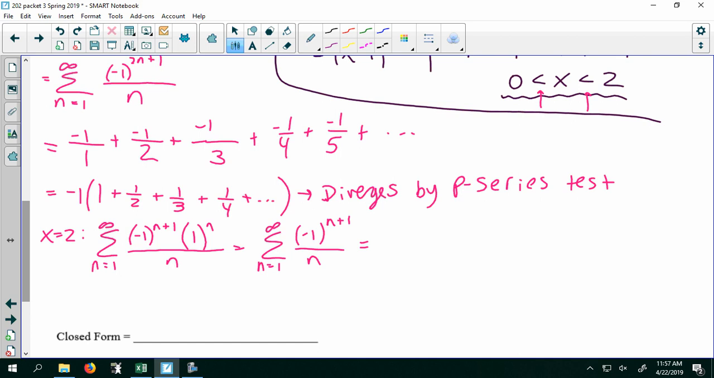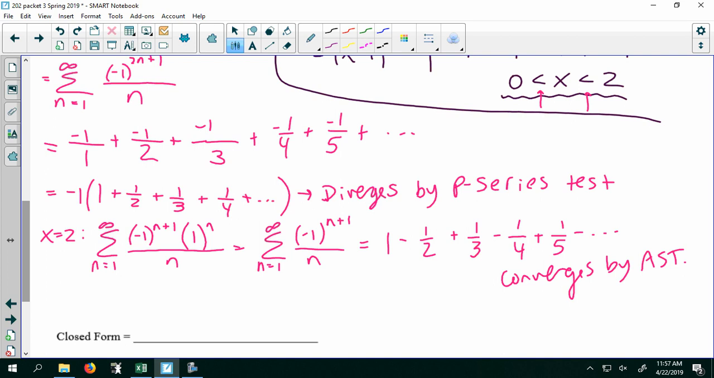If I plug in n equals 1, I get 1. If I plug in n equals 2, I get -1/2. If I plug in n equals 3, I get +1/3, then -1/4, plus 1/5. And this converges by the alternating series test. So I can put an or equal to sign on the 2 because it converges when x equals 2.